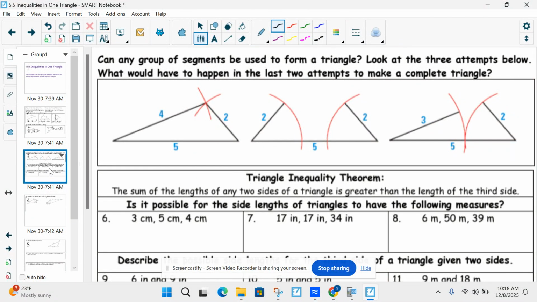So within a triangle, you also could possibly have side lengths that don't form a triangle. So I don't know if you knew that, but not all pairs of side lengths can form a triangle. They have to follow this rule that we are going to learn called the triangle inequality theorem.